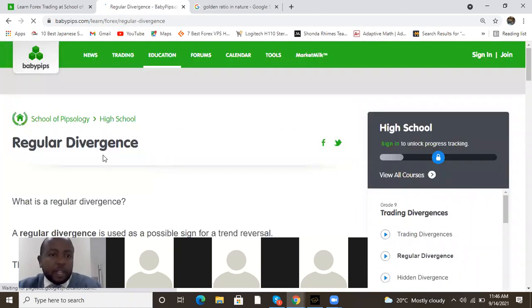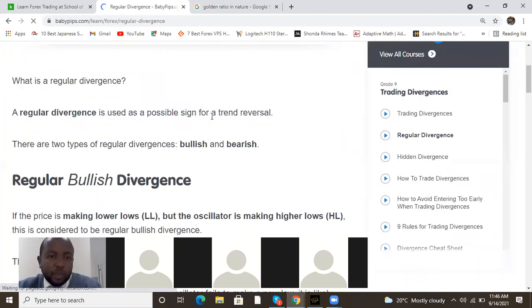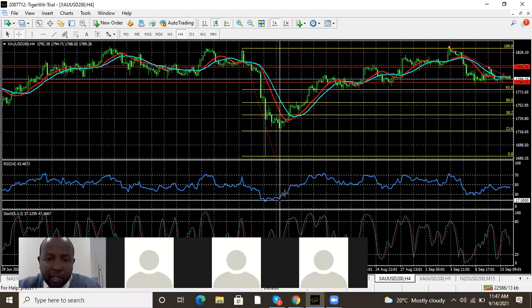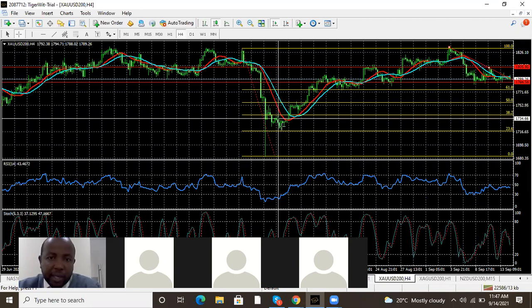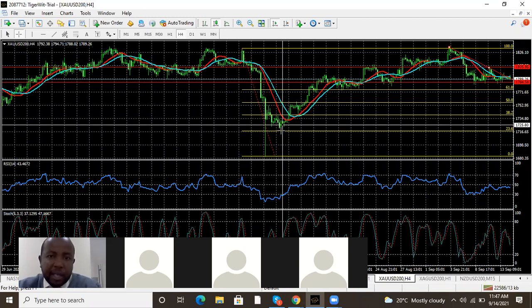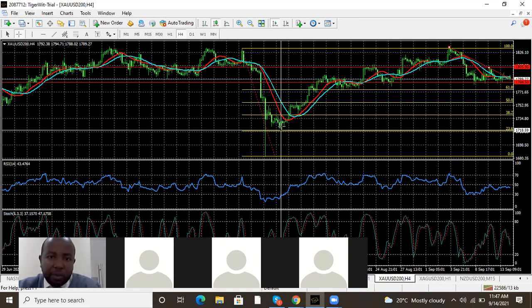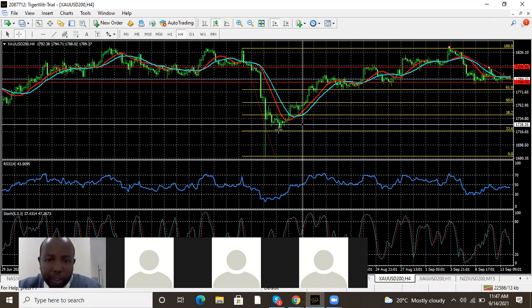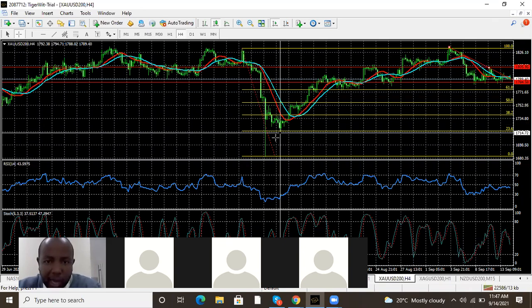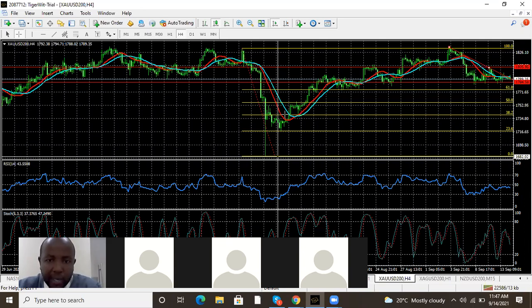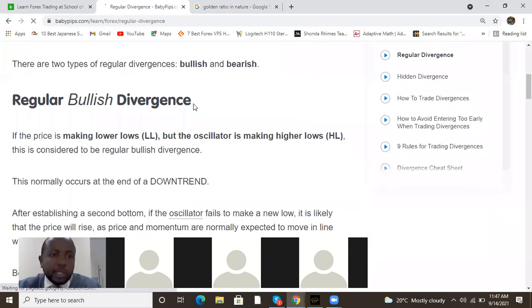So regular divergence is used as a possible sign of a trend reversal, like this one. So this was a regular because you can see price was falling here. Here the price was falling, but here the oscillator was rising. So this becomes a regular divergence. I also have an indicator that shows you this reversal happening. So in case you need it, make sure you talk to me after class so that I can guide you to it. It just shows you an arrow here and it draws a line up and a line down. So let's continue. So that's a regular divergence.